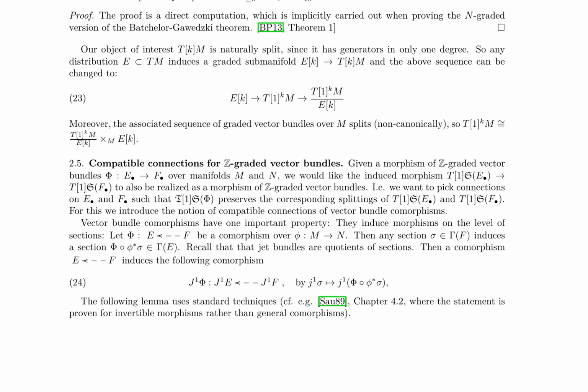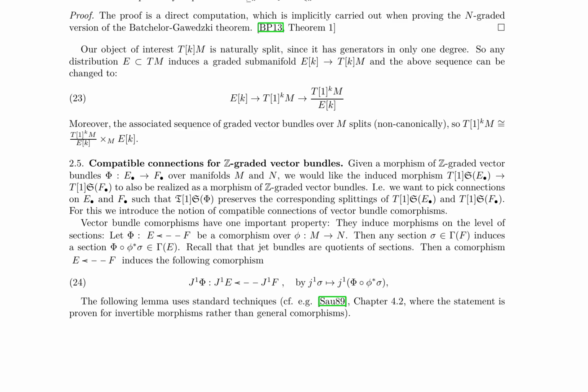The authors also discuss compatible connections for Z-graded vector bundles, aiming to realize the induced morphism T^1 S E → T^1 S F as a morphism of Z-graded vector bundles. They introduce the notion of compatible connections of vector bundle comorphisms, which preserve the corresponding splittings of T^1 S E and T^1 S F.